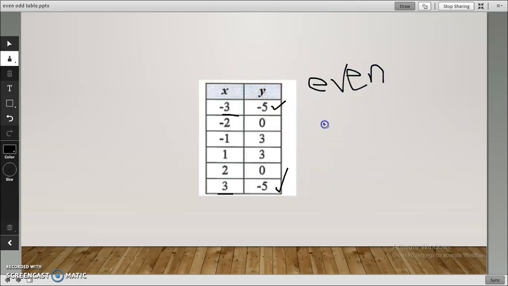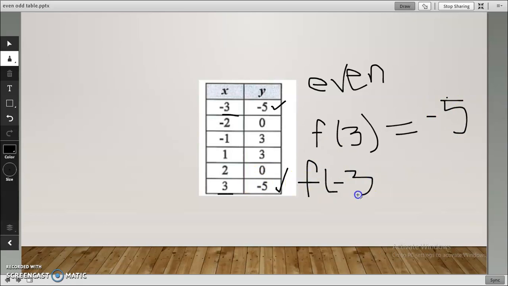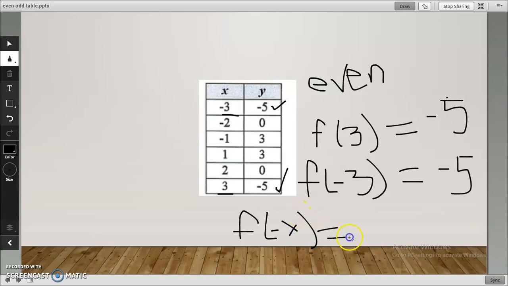So when I plug it in, I have f of 3 is equal to negative 5. And then when I plug in the negative of my x, so f of negative 3, I still get negative 5. This is the exact same f of x value. So it's even. And it follows the formula of f of negative x gives me the exact same f of x. And I hope that this helps.